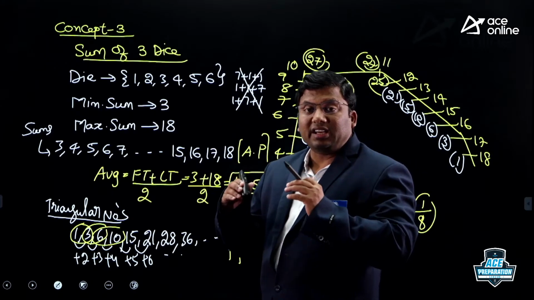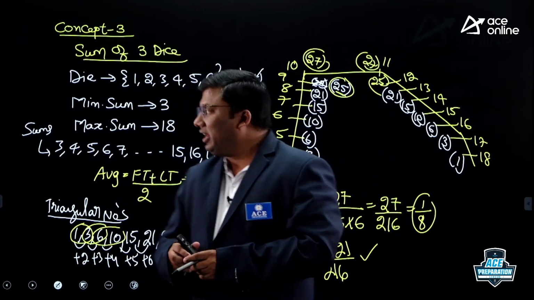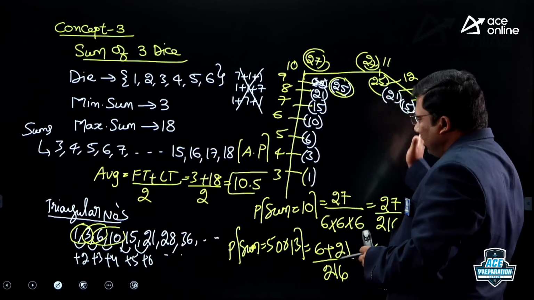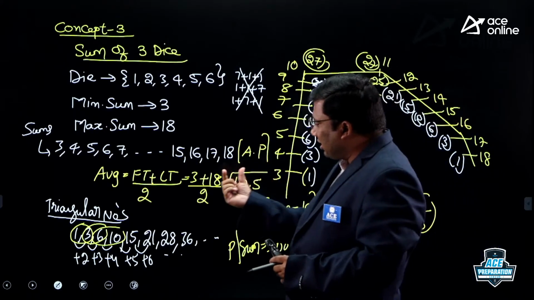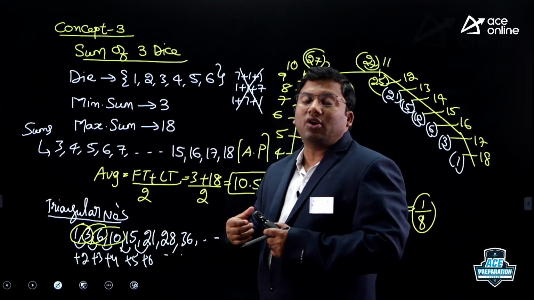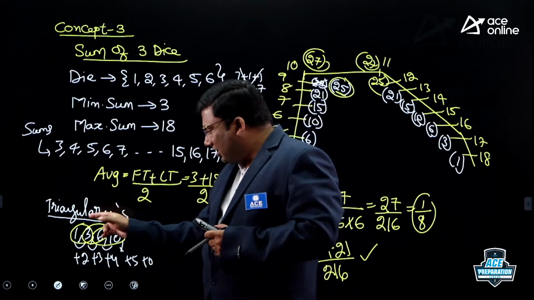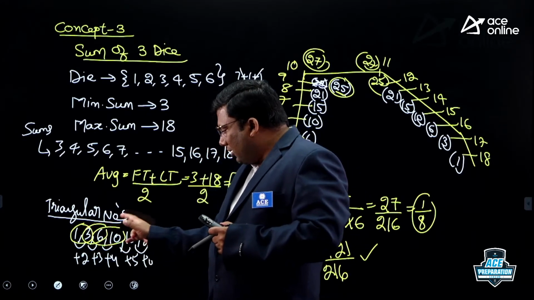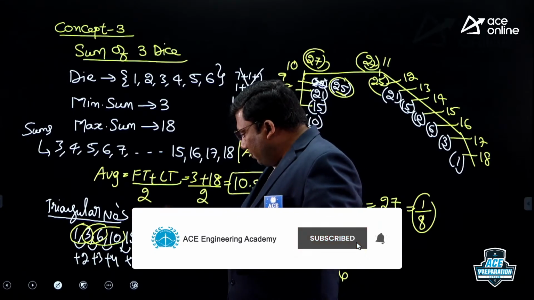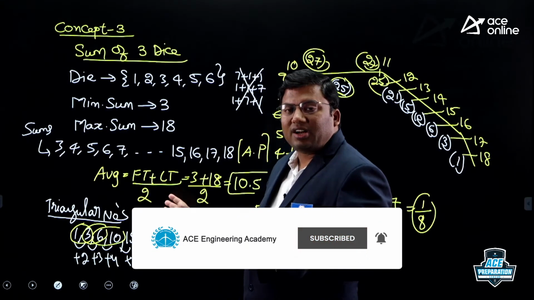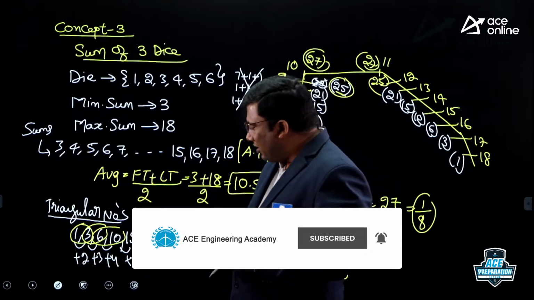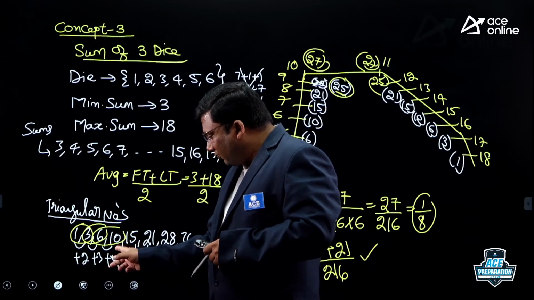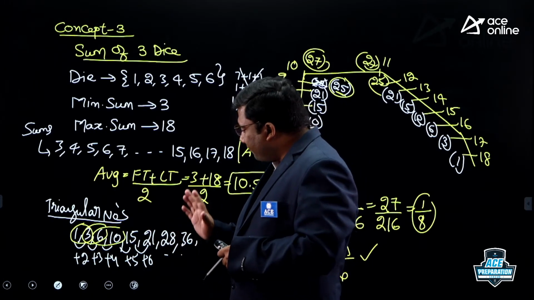Sum of 3 dice can be solved very easily by using this concept. What is that concept? I am using the triangular series. What is a triangular series? 1 plus 2 plus 3 plus 4 plus 5 plus 6 plus 7 plus 8 and so on. Are you all with me?